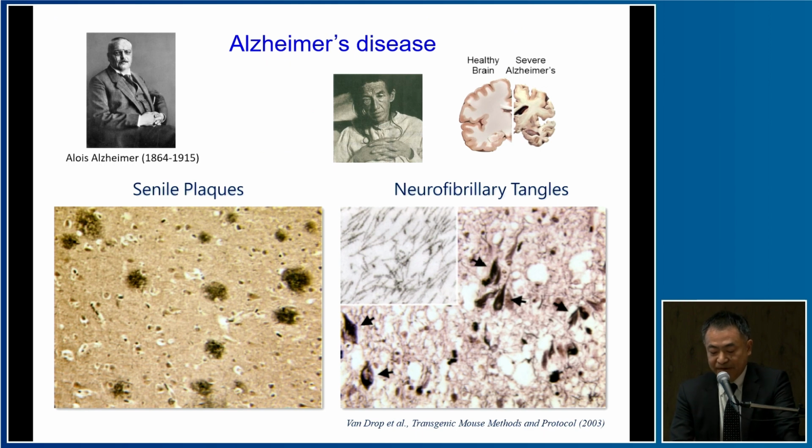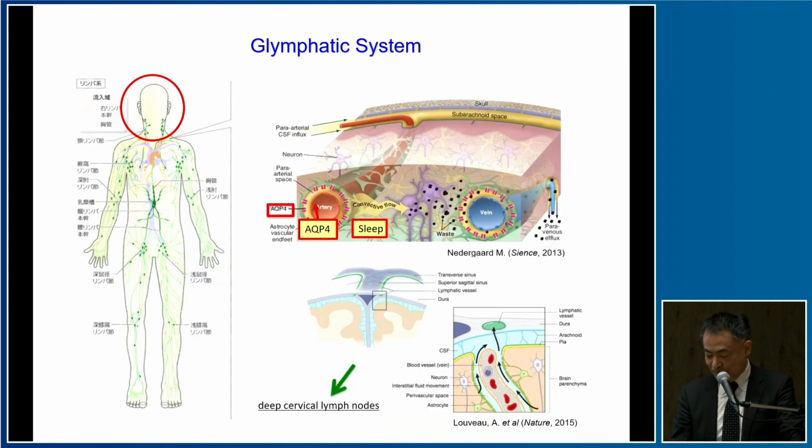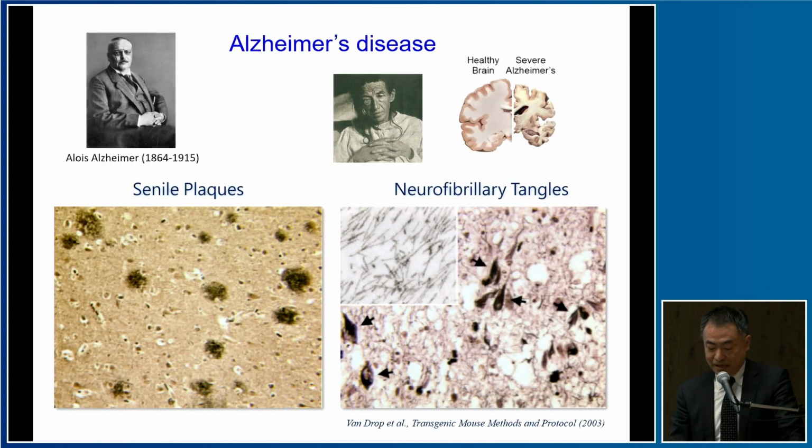Next, I move on to Alzheimer's disease. The unique characteristics of Alzheimer's disease, as you know, are senile plaques and neurofibrillary tangles. In plaques, amyloid beta is accumulated. And in neurofibrillary tangles, abnormally phosphorylated tau accumulation is one of the triggers of these changes.